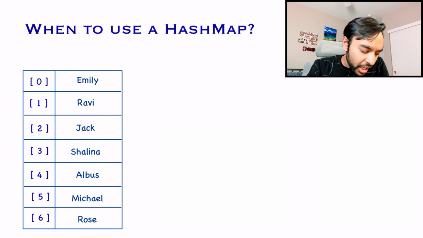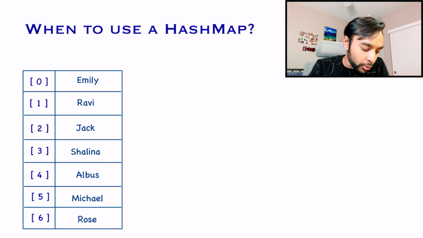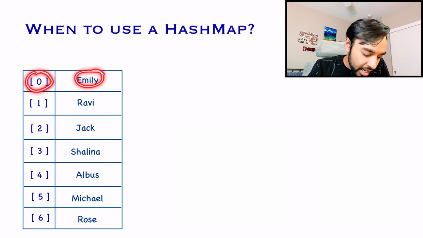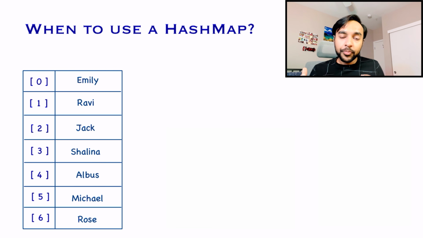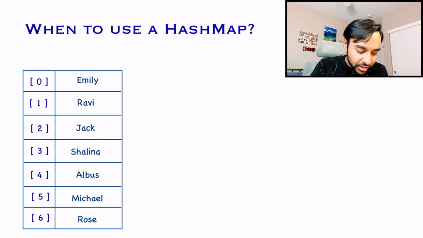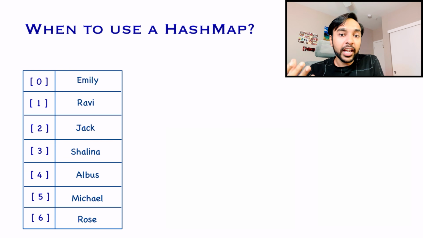So I can say that, okay, if it is a classroom, what I can do is I can create some kind of a string array and I know that at 0 it is Emily, at 2 it is Jack, at 4 it is Albus. Correct, right? So if you ask me which student is on roll number 3, then you can just look up the third element and say, hey, Shalina is at number 3, right?